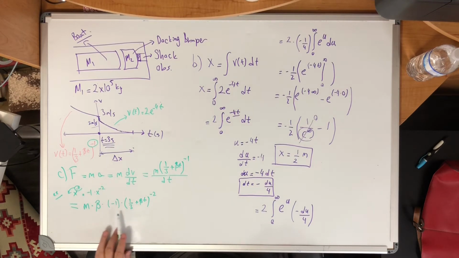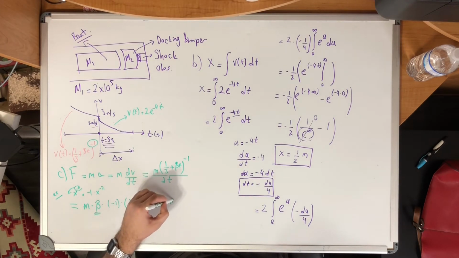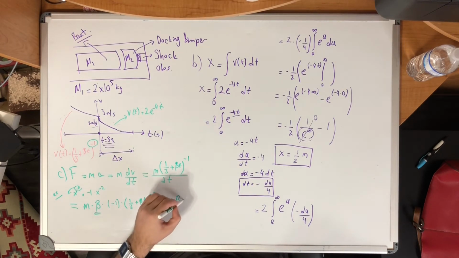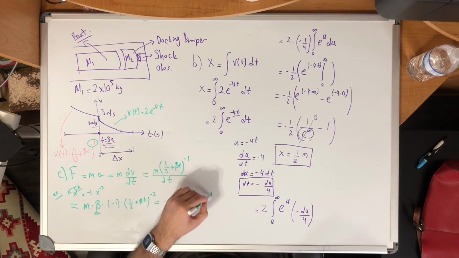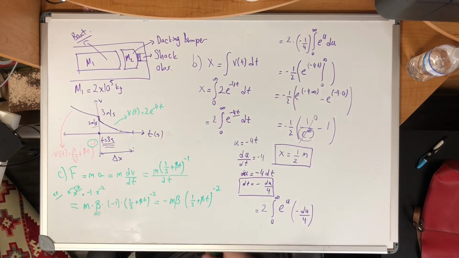Alright, so as you can see, this part is just like this, but since you have this beta in front, you need to take the derivative of the inside as well, so that's where this beta comes from. Now, if you would like to write this down more clearly, this is a -1, which is just a number, and it's going to make the entire equation negative. So it's negative m beta times 1 over 3 plus beta t to the power -2.